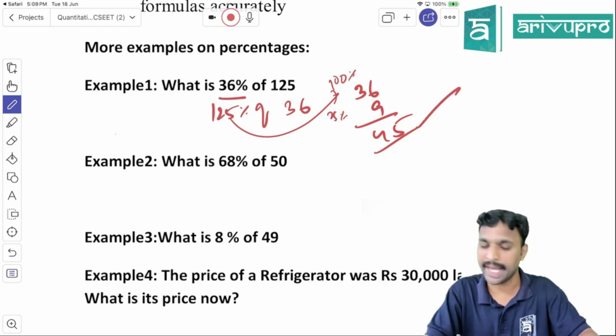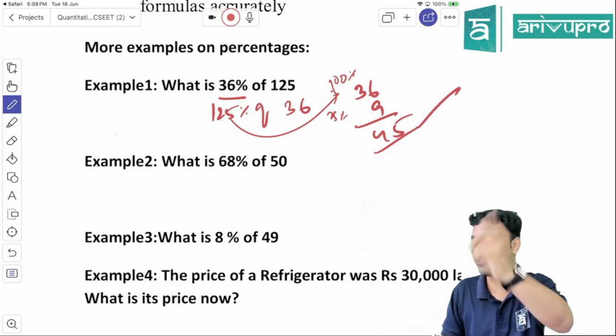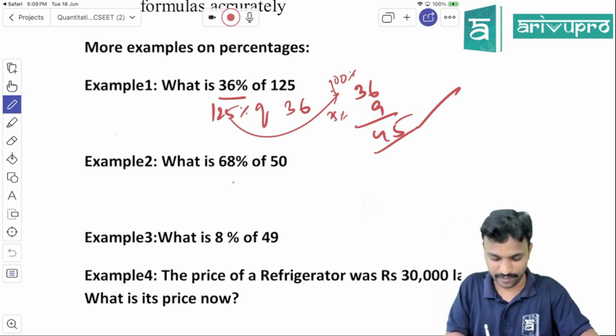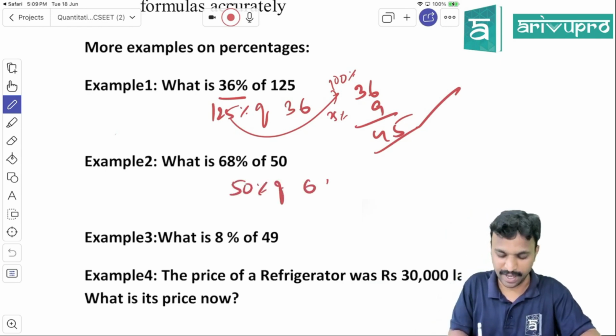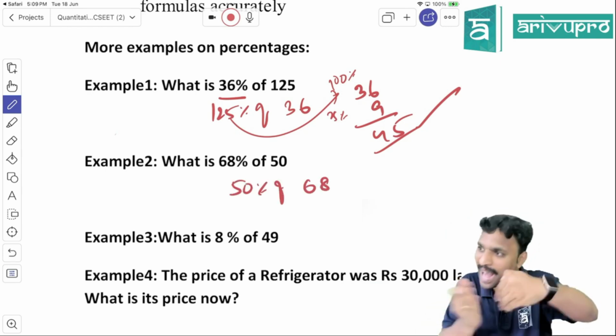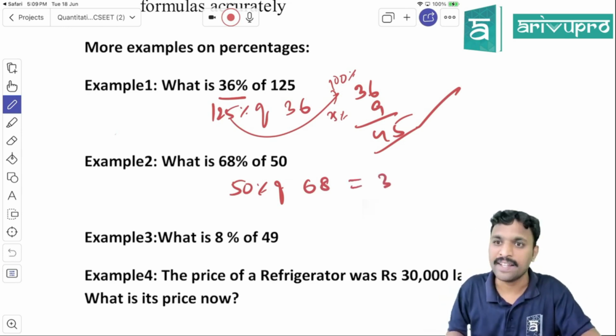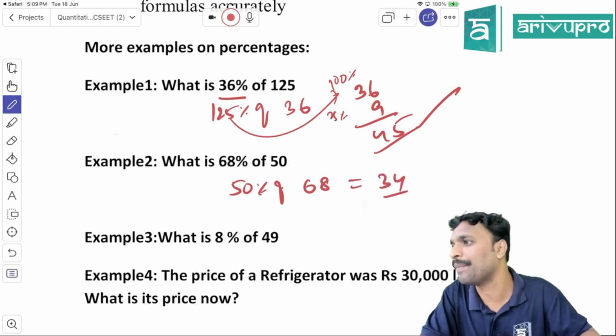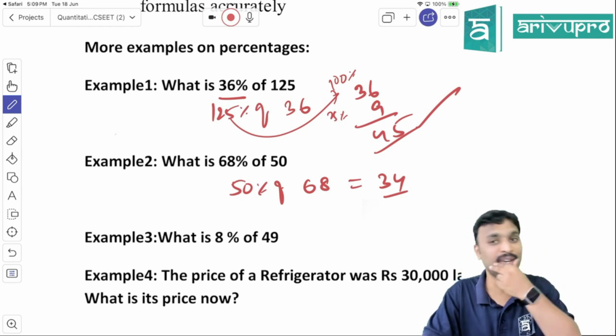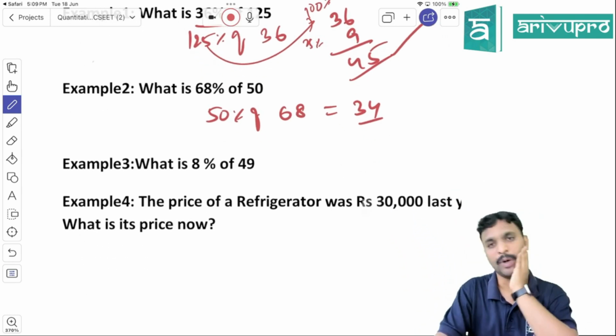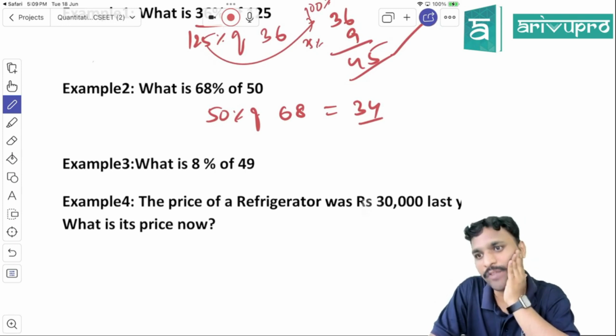Next, which one is easier? 68% of 50 or 50% of 68? 50% of 68. 50% means what? Half. Half of 68 is 34. Clear? Everyone. Now 8% of 49 or 49% of 8.